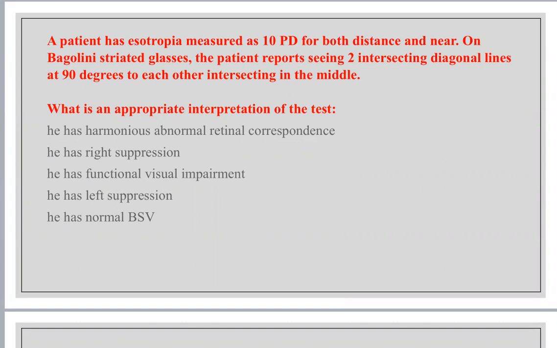Okay, here this patient has 10 prism diopter for both distance and near. In Bagolini, the patient reports seeing two intersecting diagonal lines at 90 degrees to each other, intersecting in the middle. What is the appropriate interpretation of this test?